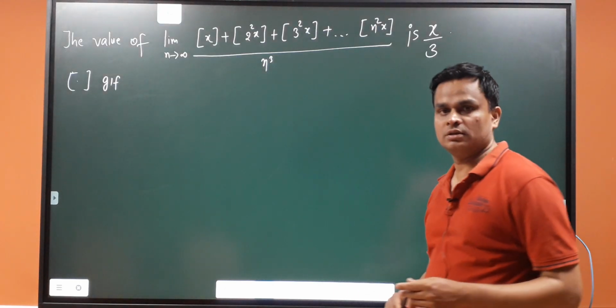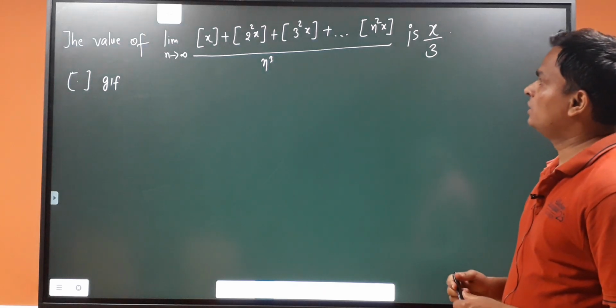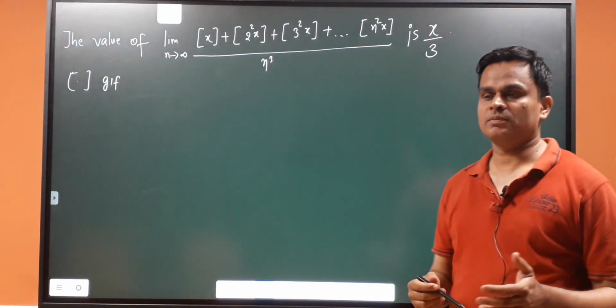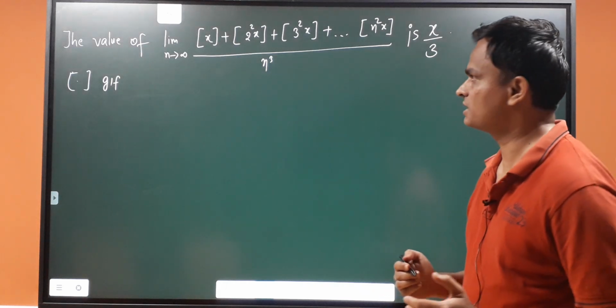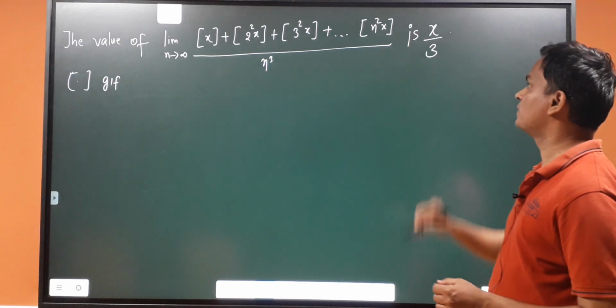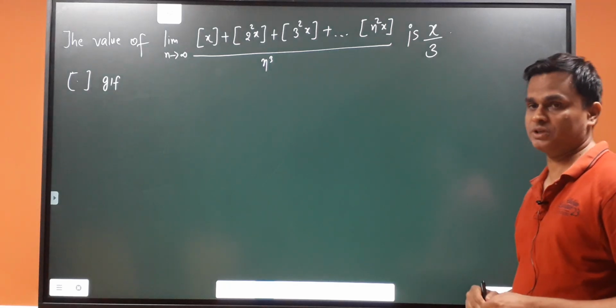So let us see the question that is written on the board. The value of limit n tends to infinity, greatest integer function of x plus greatest integer function of 2² x plus greatest integer function of 3² x till greatest integer function of n² x upon n³ is x by 3.